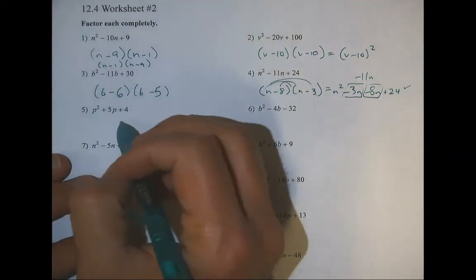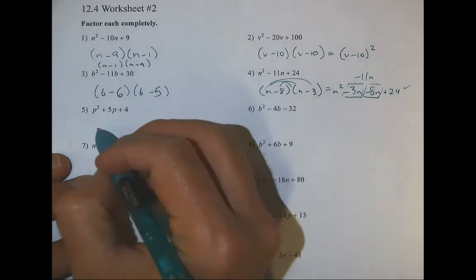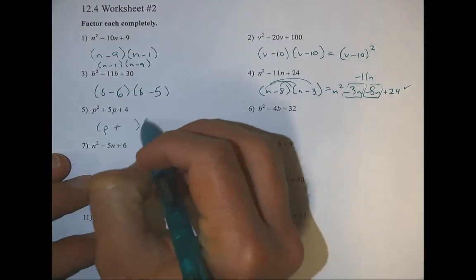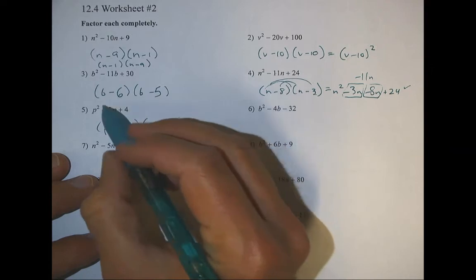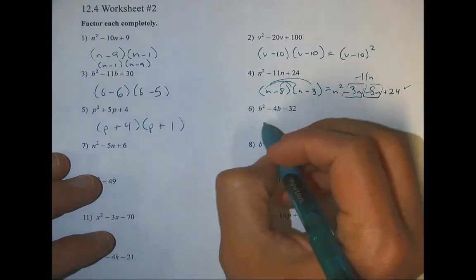Number 5, now we've got positives. All positives, which means we're only dealing with positives. They're multiplying to 4 and adding up to 5, that's 4 and 1.